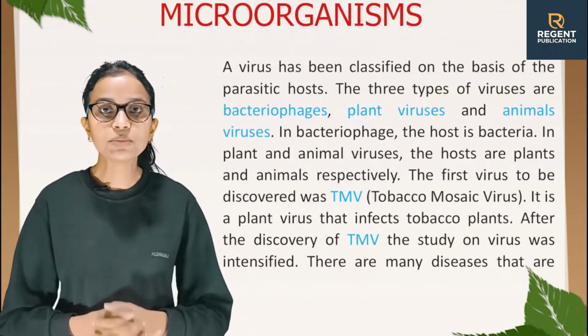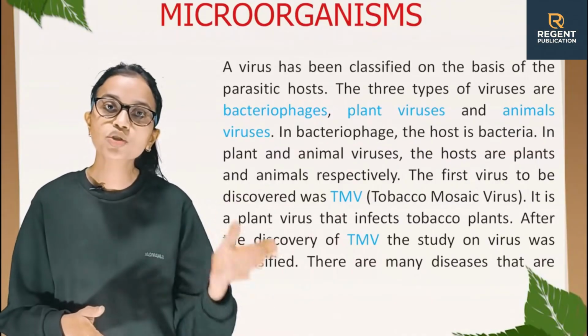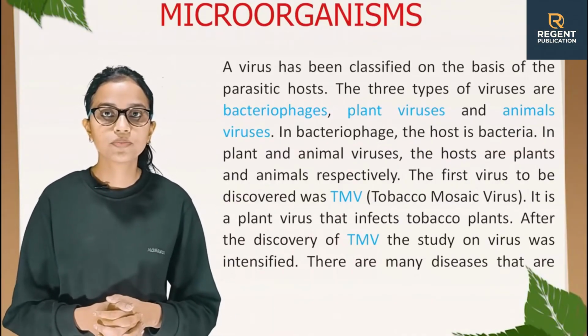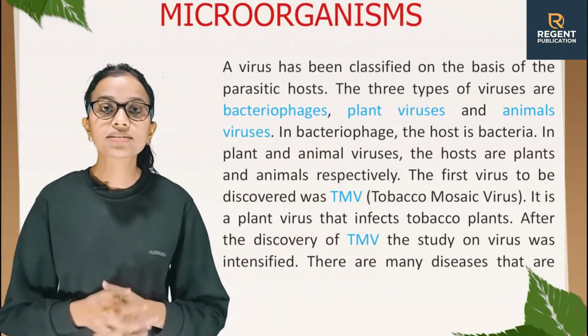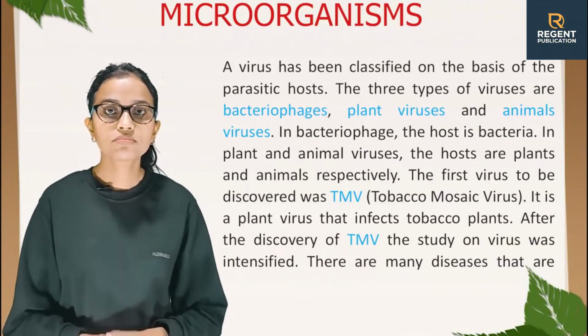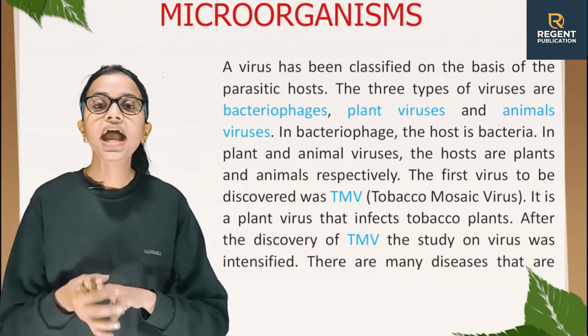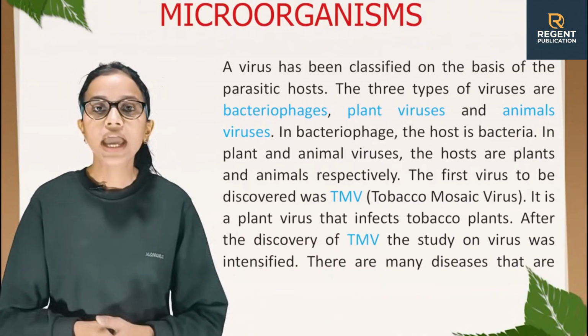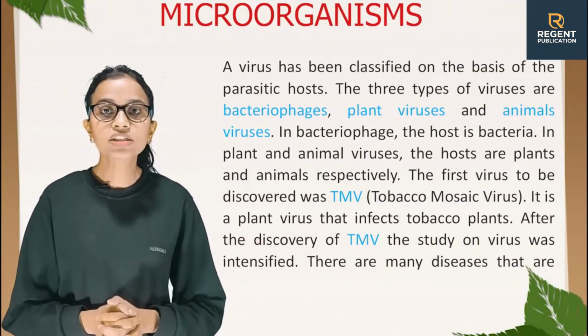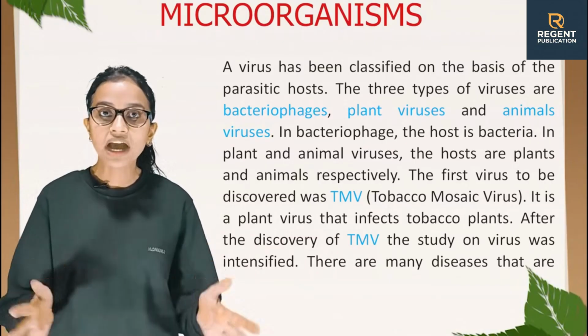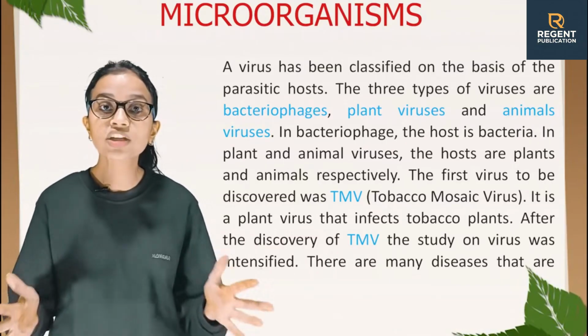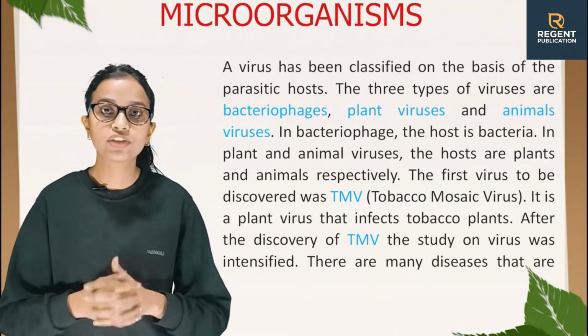A virus has been classified on the basis of the parasitic hosts. The 3 types of viruses are bacteriophages, plant viruses, and animal viruses. In bacteriophage, the host is bacteria. In plant and animal viruses, the hosts are plants and animals respectively.